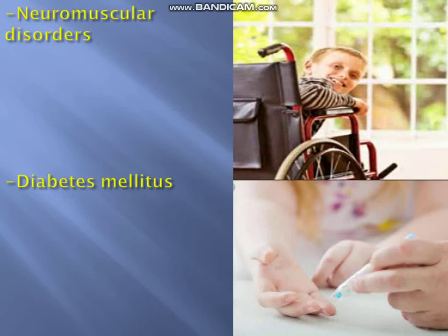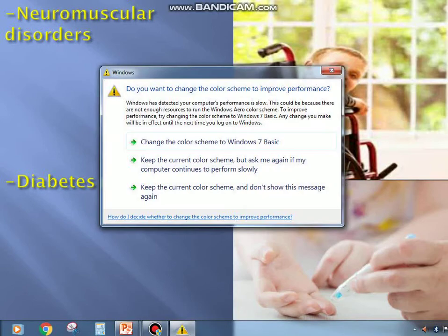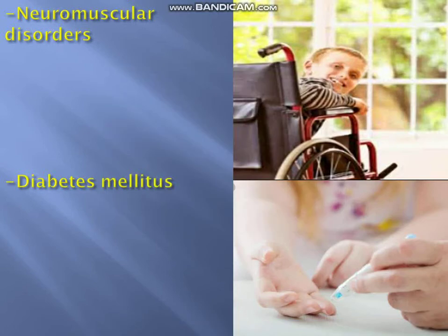And also neuromuscular disorder and diabetes mellitus or other disorders that cause neuropathy. Also, there are other causes but less common, such as impacted stool that may block the colon or large intestine.